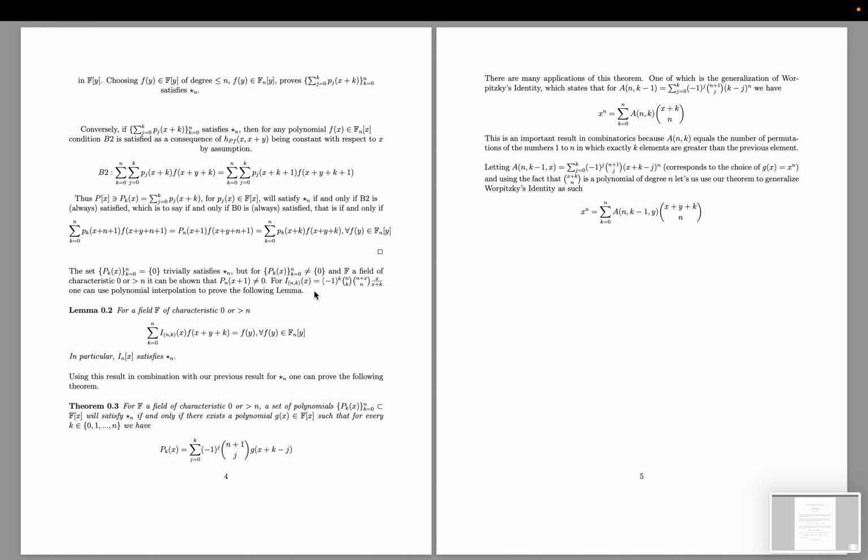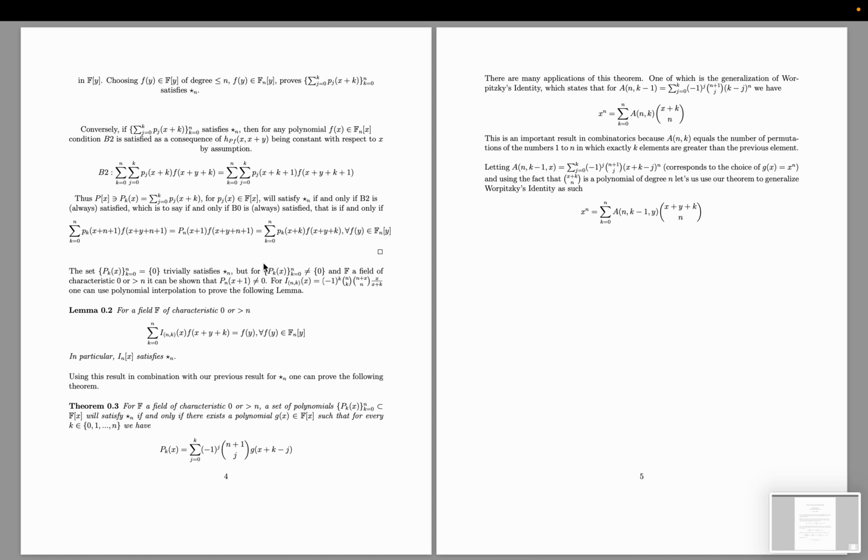If we look at non-trivial solutions, which is to say one of our capital P sub k's of x is not 0, and if we're in the case where F is a field of characteristic 0 or greater than n, so if we're dealing with rationals or real numbers or complex numbers, that would be the case of characteristic 0. So if we're in this situation, then it can be shown that the last term in this set, the capital P sub n of x plus 1, is not equal to 0.